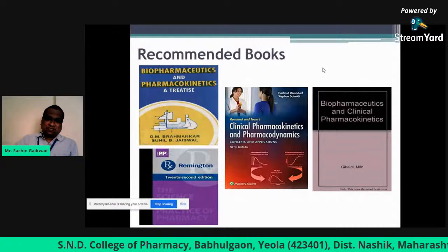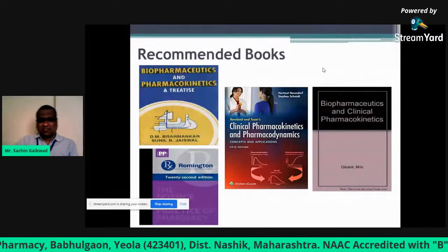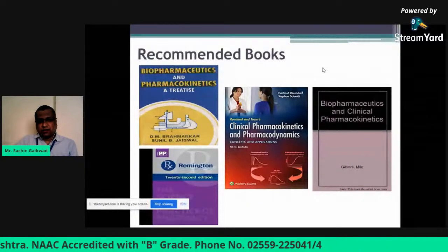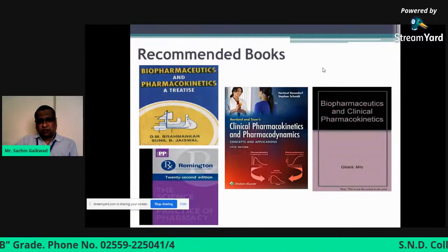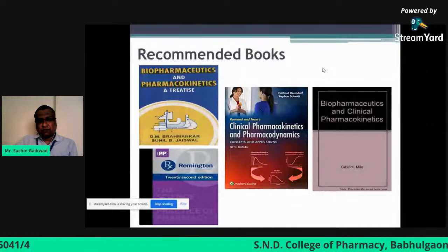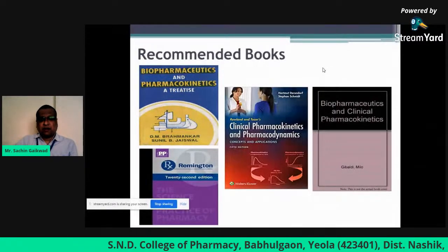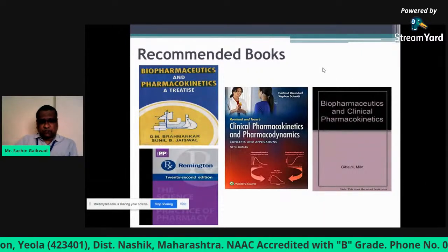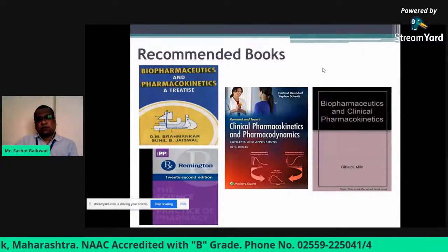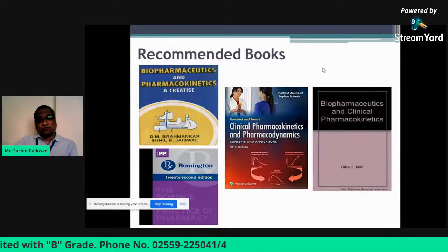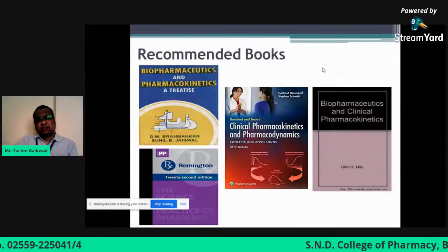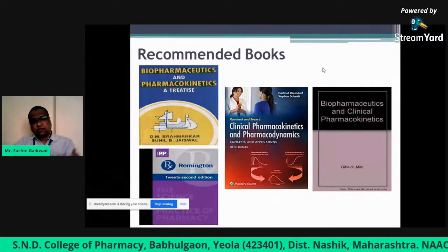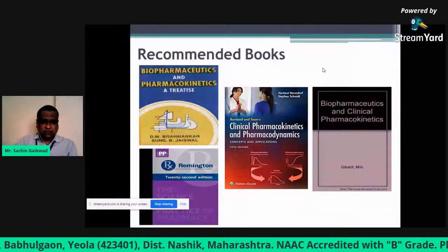The last important point is the recommended books. The university has recommended certain books for you, and a very important book is Biopharmaceutics and Pharmacokinetics, written by respected Dr. Brahmankar sir. It is a very useful book for students as well as teachers, because the basic concepts are in very understandable language. It is written by Dr. Brahmankar sir and Dr. Jaiswal sir.